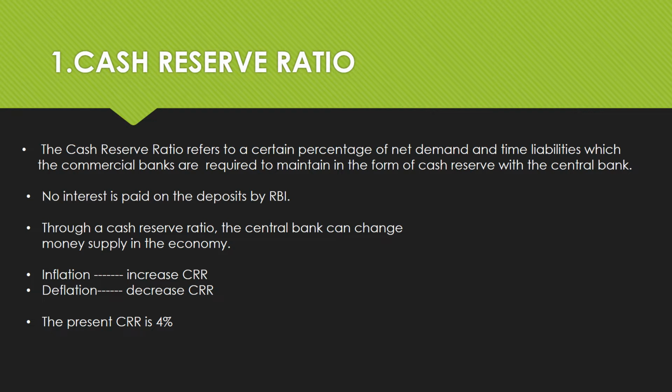Clear? Next point is that when there is deflation, the Reserve Bank of India can decrease the cash reserve ratio. And because of the decrease in the cash reserve ratio, there is now more money with the commercial banks, right? And so they can lend more loan or credit. Thus, the problem of deflation decreases as the commercial banks can now give more loans at lower interest rates. Clear? And another important thing you need to know is that the present CRR is 4%.